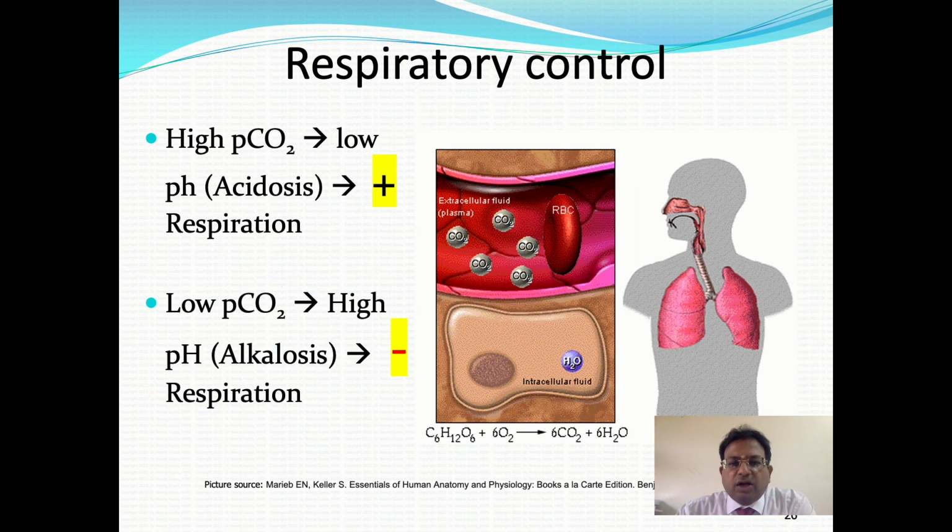So as the hydrogen ion concentration increases, that is, low pH, it will stimulate respiration. Similarly, high pH, that is alkalosis, will inhibit respiration.